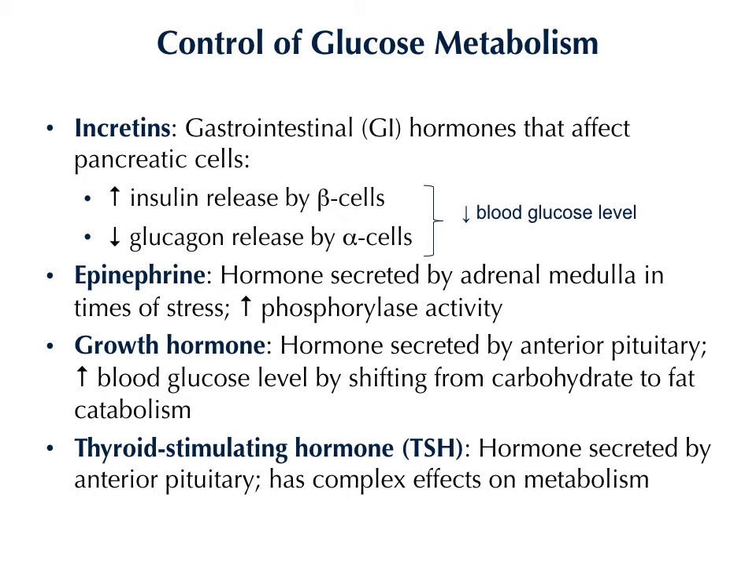Epinephrine is a hormone that's secreted by the adrenal medulla, a kind of flight or fight hormone. You secrete it in times of emotional or physical stress. Epinephrine increases phosphorylase activity. This makes glycogenolysis occur at a faster rate. So epinephrine accelerates both liver and muscle glycogenolysis, whereas glucagon accelerates only liver glycogenolysis.